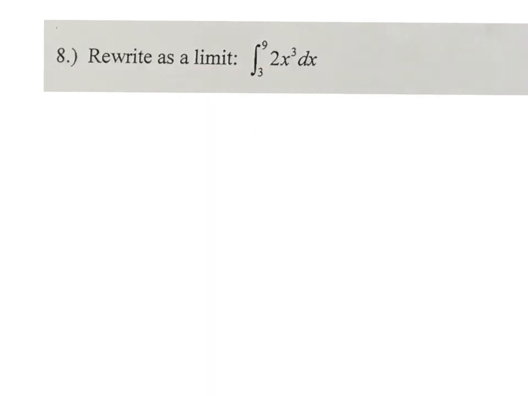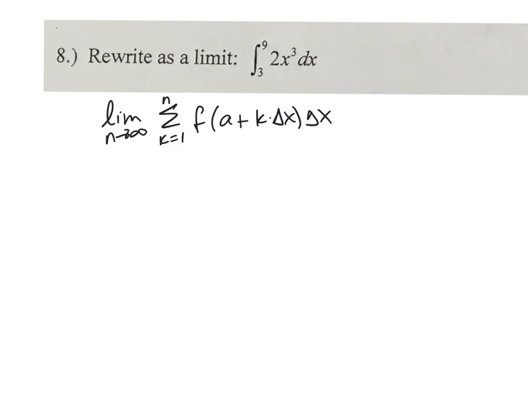Okay, then for number 8, we're going to rewrite this integral as the limit of a sum. So let me just remind you what the formula was. We're going to take the limit as n approaches infinity of the sum as k goes from 1 to n of f of a plus k times delta x, and then times delta x. So you'll recall that is a sum of an infinite number of rectangles whose width is delta x and whose height was f of a plus k times delta x.